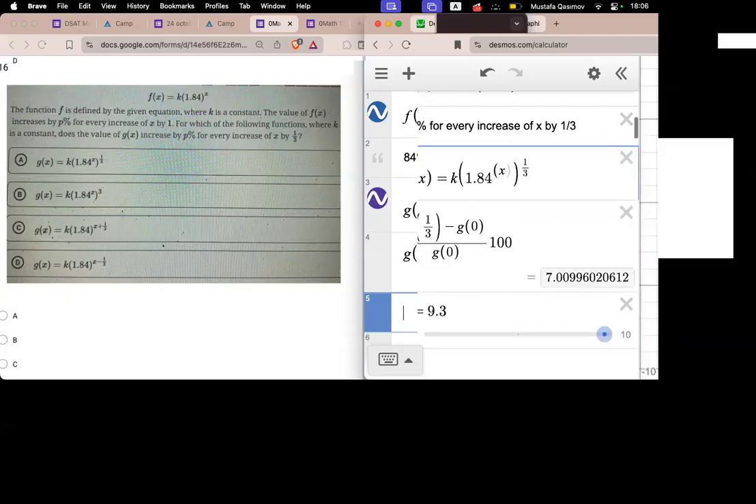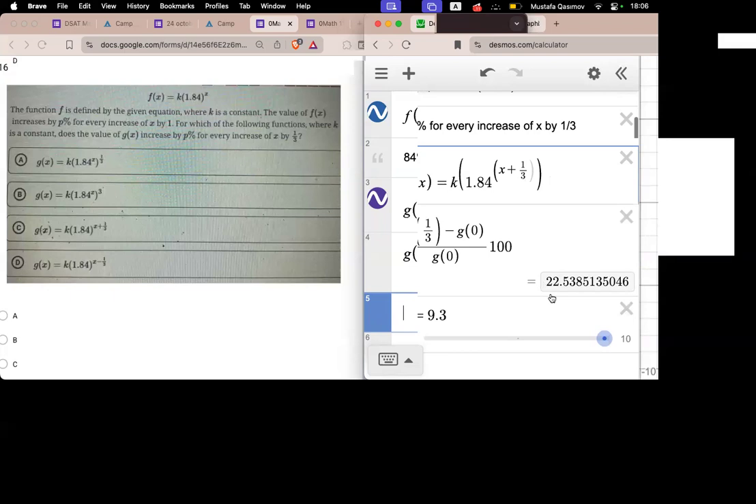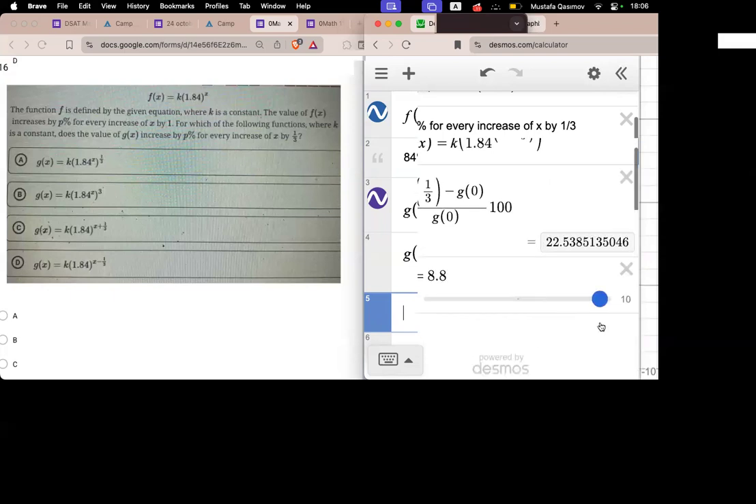Okay, let's also look at option C. C is like that. So it is 22% for every value of x, every value of k.